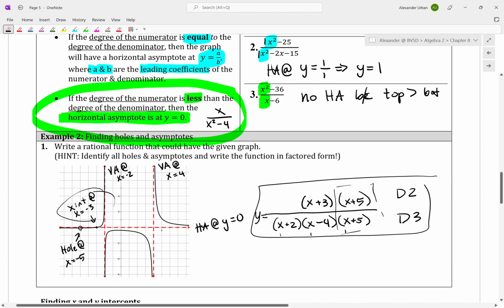I just want you to put it into Desmos just like it is right here and see if it matches, which it does.